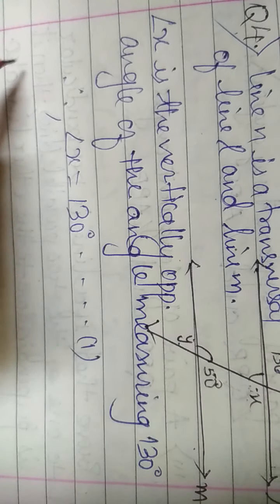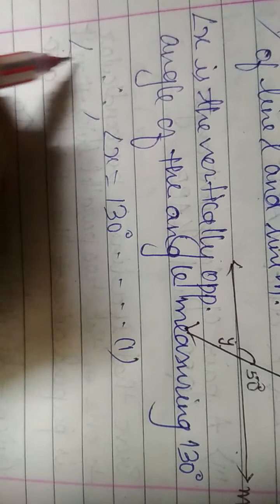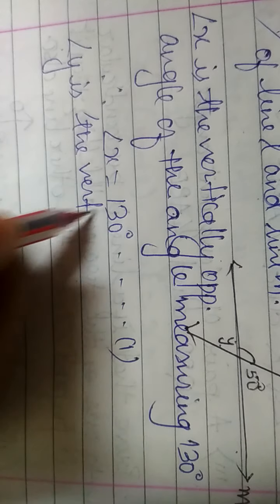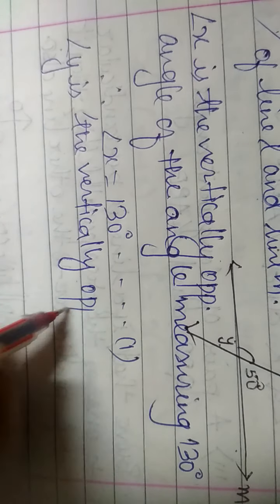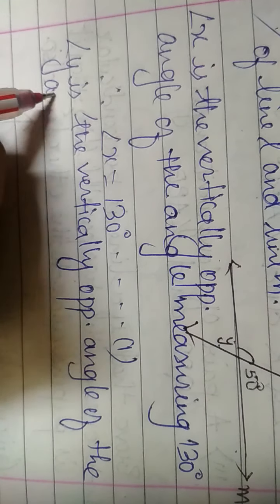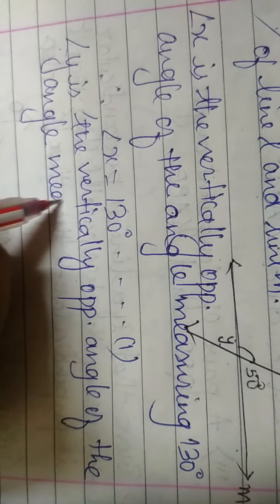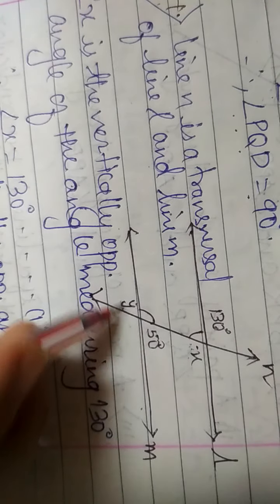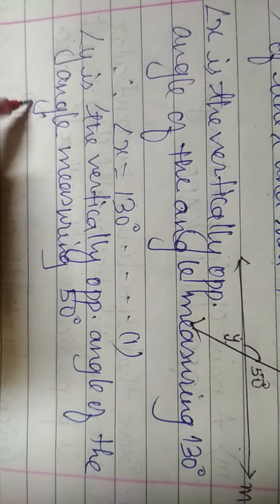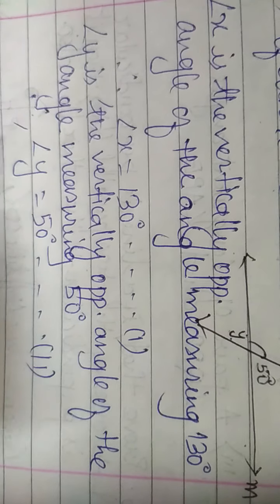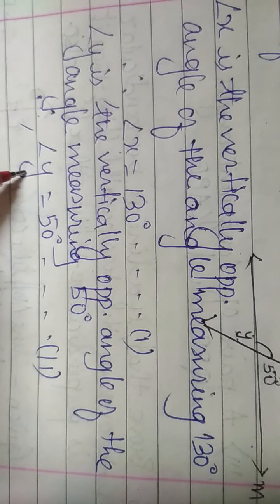Put it equation 1. Similar way, what we will go through? Angle Y. Angle Y is the vertically opposite angle of the angle measuring which angle? That is of 50 degree. You can see angle Y and angle 50 degree are vertically opposite. So here, therefore, angle Y equals 50 degree. Put it equation 2.